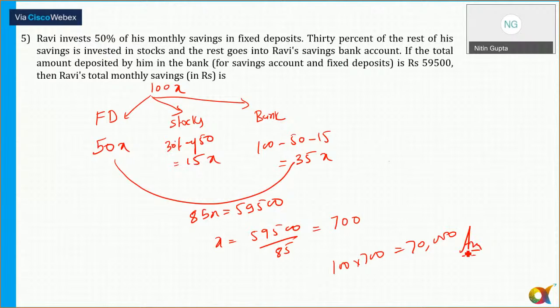So again, a very, very easy question. Any doubts to anyone in question number 5? No? Can I move to the next slide? Okay, guys, so let's move to the next slide then. Question 6.